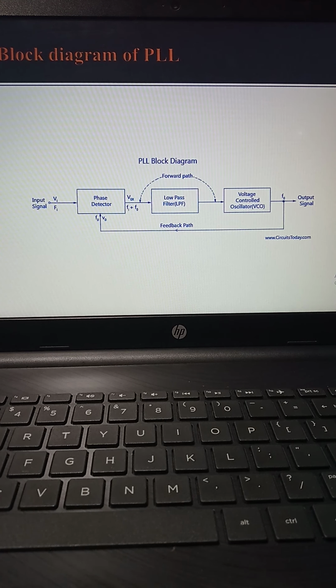The important part placed here is the voltage control oscillator, where the actual comparison and equality of frequency takes place. So this is about the working principle of PLL, that is the control system which generates the output signal which is phase related with respect to the input signal. Once the PLL is phase locked, the output and the input frequency vary with respect to each other.